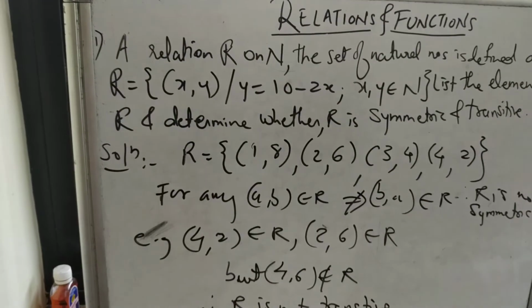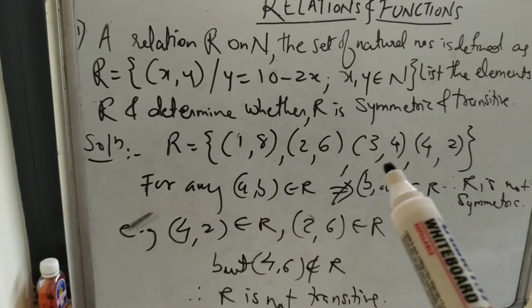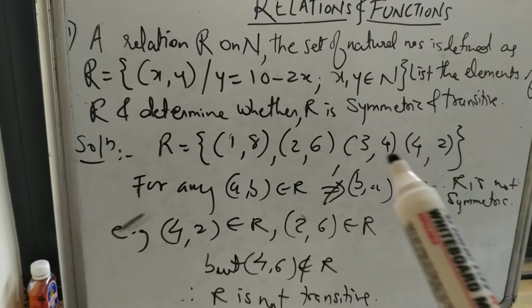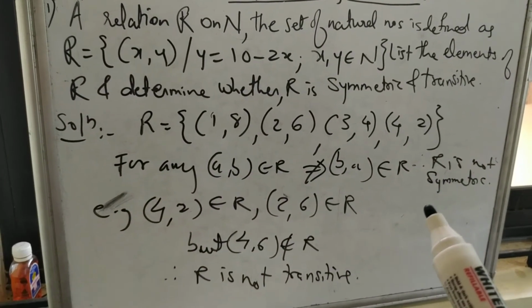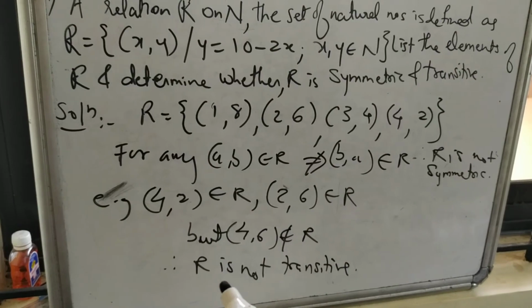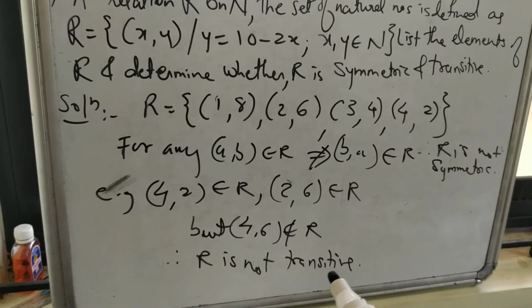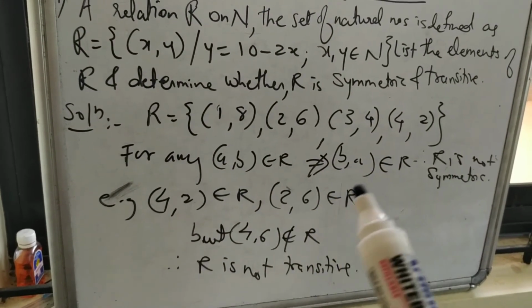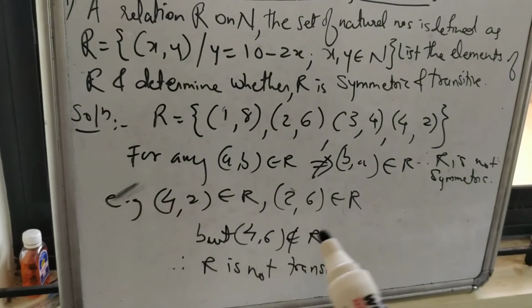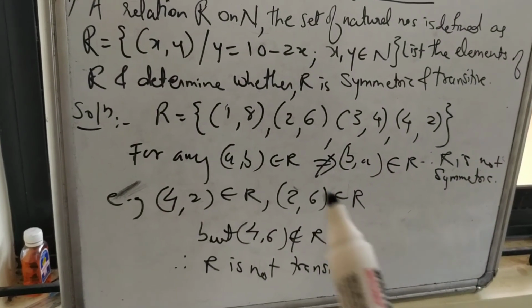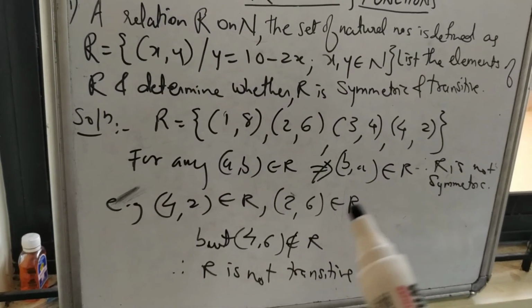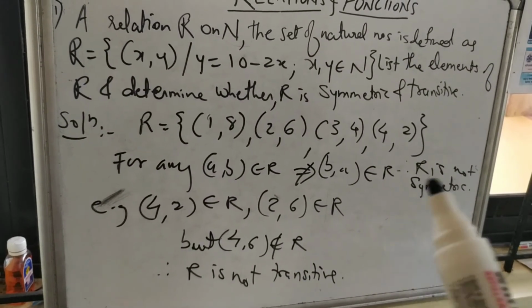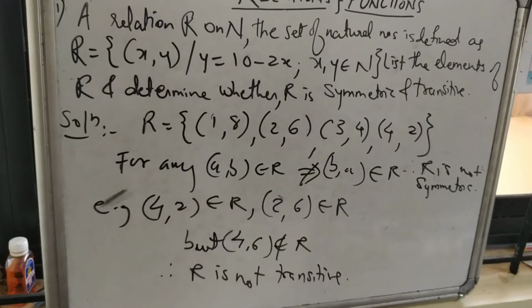So we have listed the elements of R, then we have checked whether the relation is symmetric or not, as well as whether it is transitive or not. In the same way, this relation is not reflexive, as (a, a) does not belong to R because all elements are distinct. So this relation is neither reflexive, nor symmetric, nor transitive.